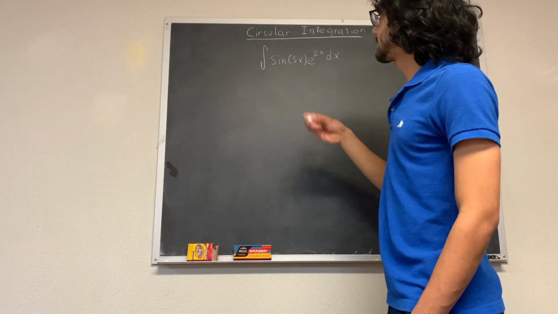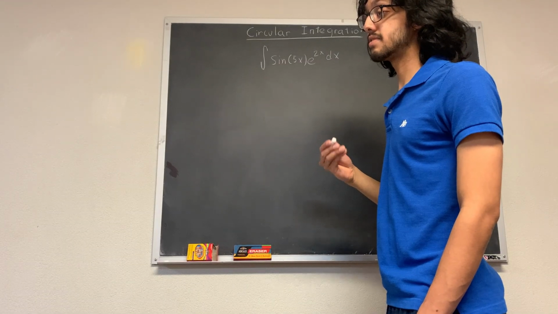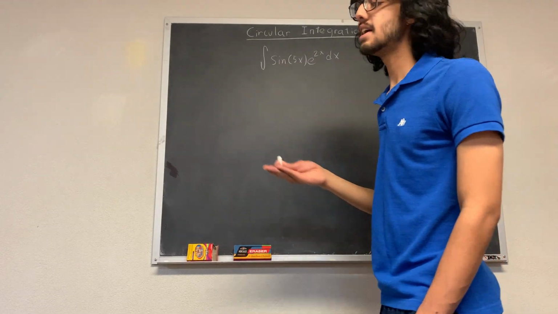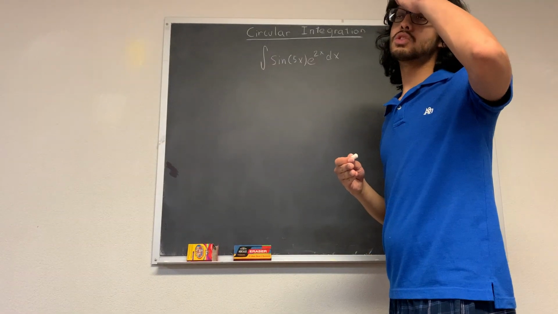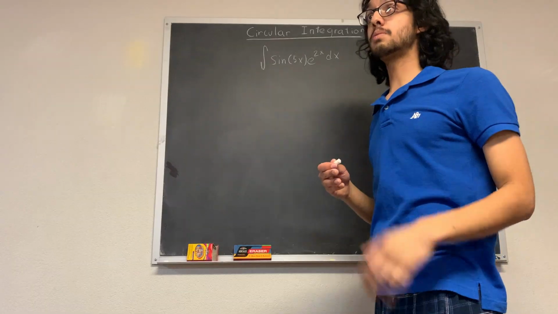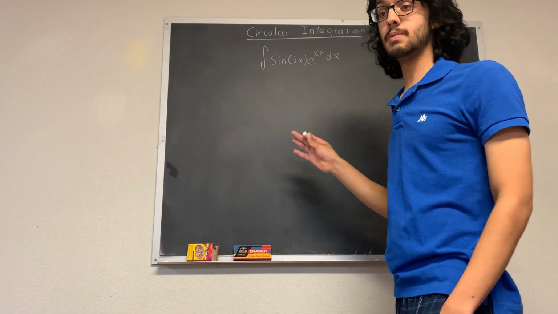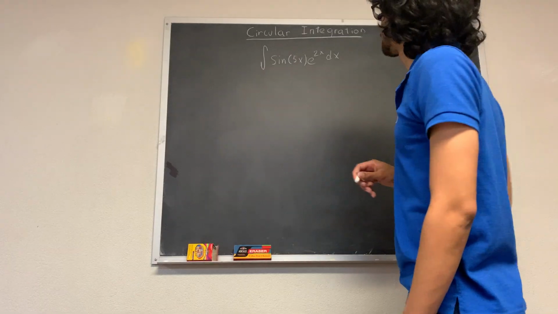With sine of 5x, it's going to become 5 cosine of 5x, then it's going to become negative 25 sine of 5x, and it's going to keep going like that. So if you use the integration by parts formula, you're going to get a little bit confused perhaps. So let me walk you through how exactly this works.